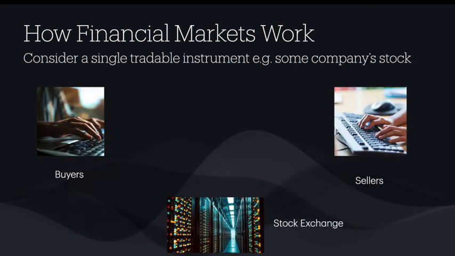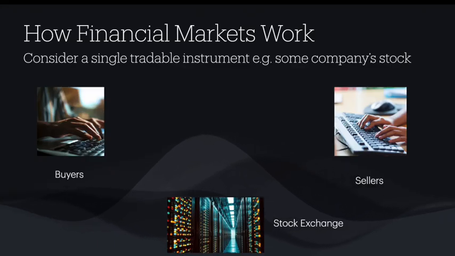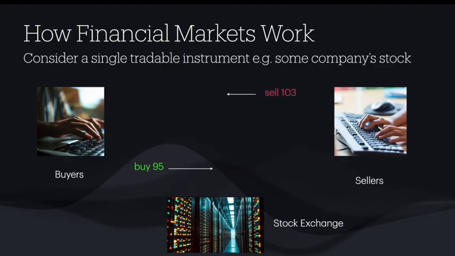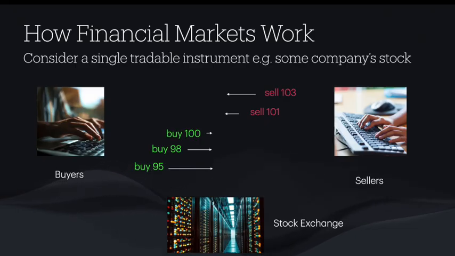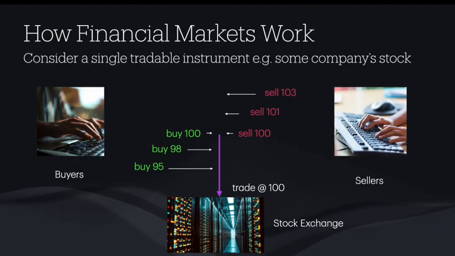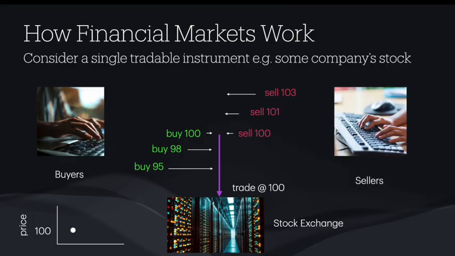For example, consider a single stock or any tradable instrument. A buyer places a buy order expressing their willingness to buy at a price, say 95. Next, a seller places a sell order asking for a price of 103 for the stock. Another sell order comes in at 101, then a buy order at 98. Finally, there is a buyer offering 100 and a seller asking 100. These get matched by the exchange, creating a trade at the price 100. The price of the stock is therefore 100, as has been discovered by the process of matching buyers and sellers.